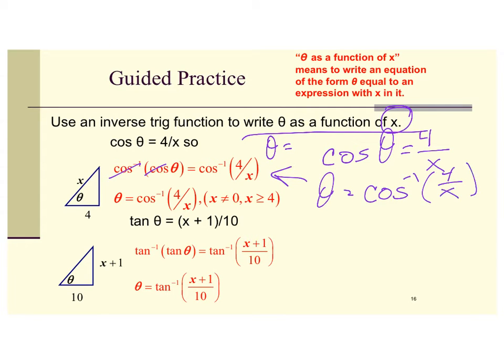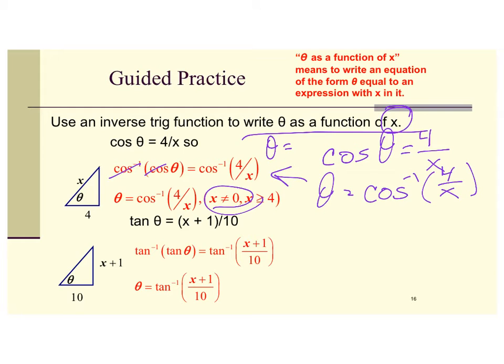over x. Now I have to state that x cannot be 0 because that would give me an undefined. Cosine is never undefined. Tangent is okay to be undefined. Cosine isn't, nor is sine.